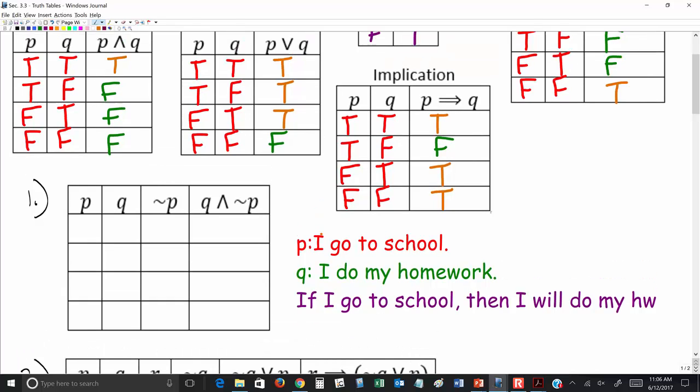So number 1, all right, so P's and Q's, that's just your standard P's and Q's there. True, true, false, false, true, false, true, false. Mind your P's and Q's. Okay, so the next column we have is tilde P or not P. So that's literally just the opposite of P. So in this case, that would be F, F, T, T.